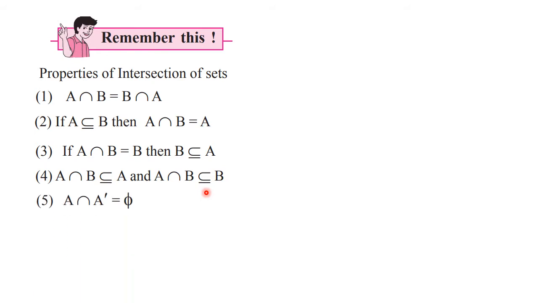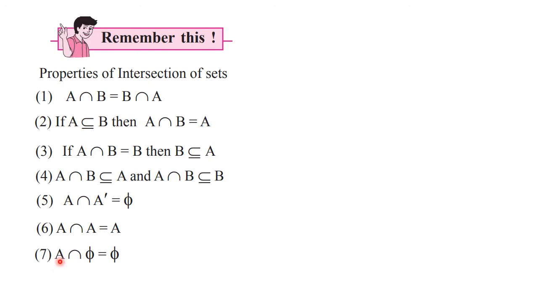Next, A intersection A complement is equal to phi, the null set. We have learned complement in previous lecture. We have revised it. We know that no element is common in the set and its complement, and that is why A intersection A complement is a null set, which is denoted by the symbol phi. Next, A intersection A is A itself. The intersection of the set with itself is the same set.